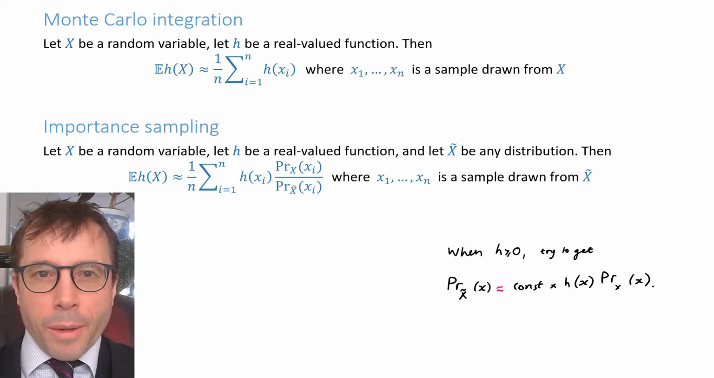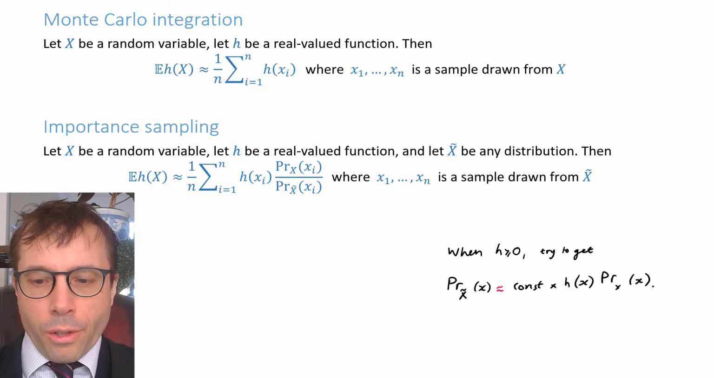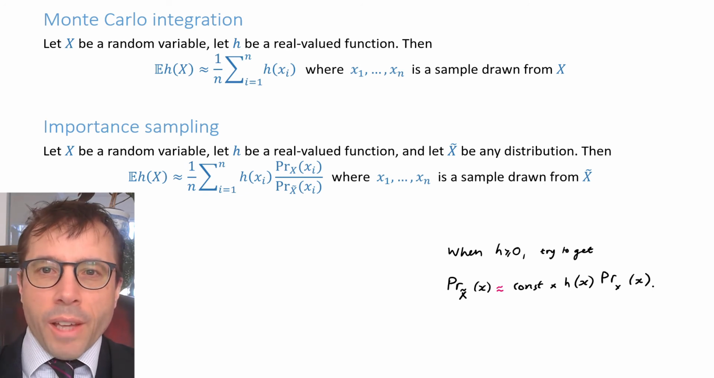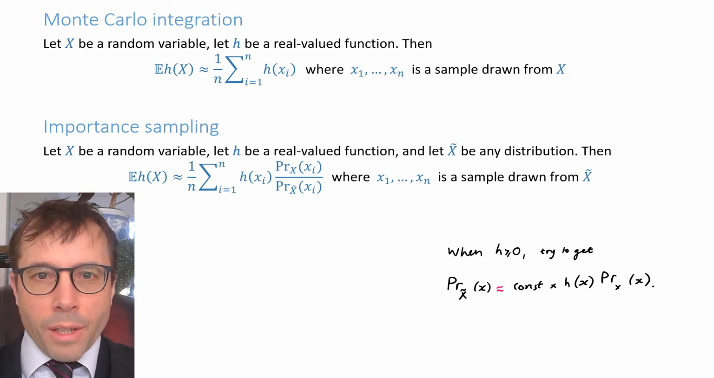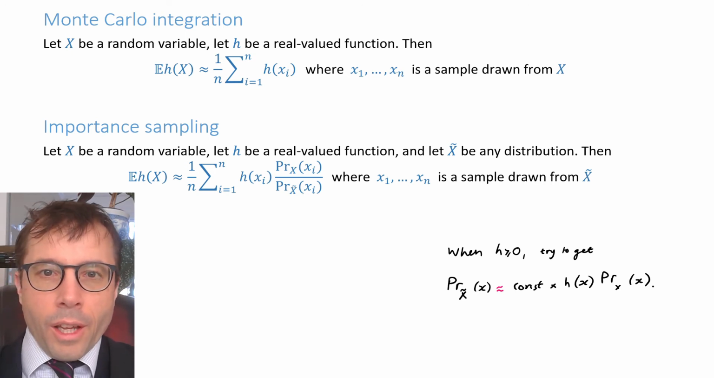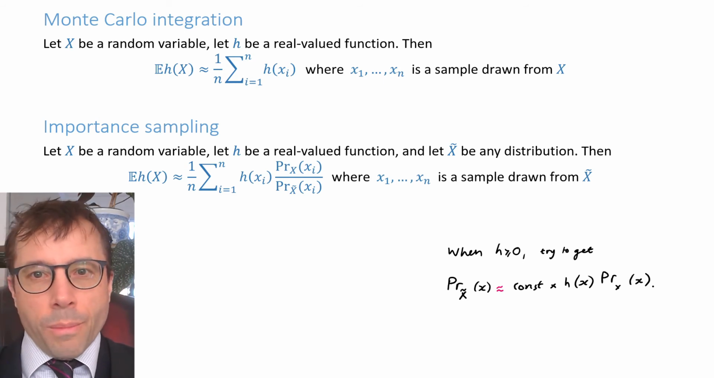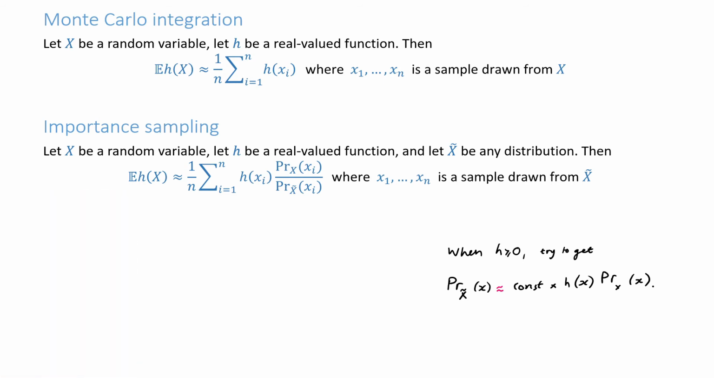But if we make some reasonable effort in this direction, if we try to bias in favour of h of x times likelihood of x, then we should get some benefit. And if we make a bad choice, we can end up with an estimator that's way worse than plain old Monte Carlo.